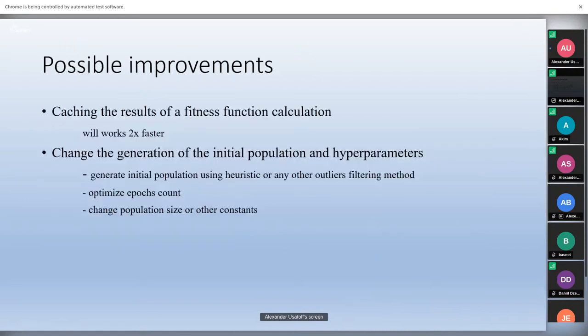It is possible to improve the proposed approach in different ways. The first option is result caching. The evolution process will be twice as fast with result caching. Another way is to change the generation of the initial population. For example, we can use any heuristic approach for this and improve the heuristic result a little bit instead of building a solution from the very beginning. The next option is to optimize the epoch count. Also, it's possible to change population size or other constants. Thank you for your attention.